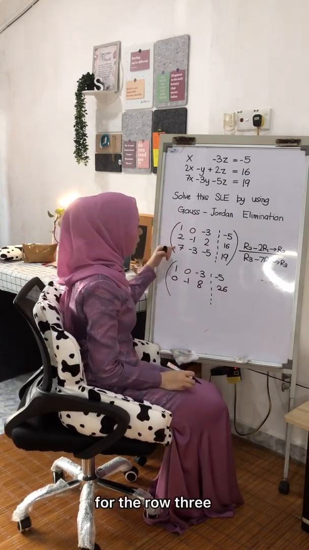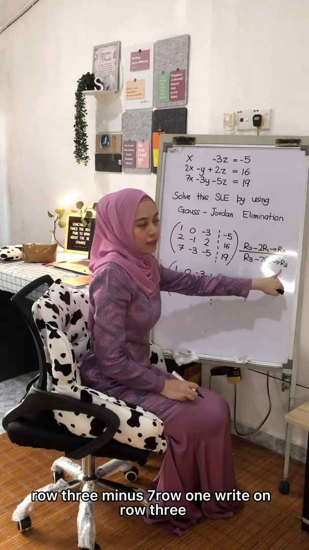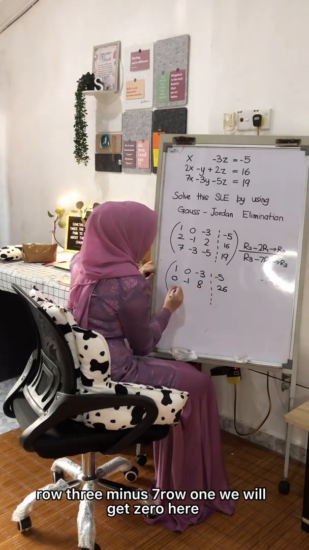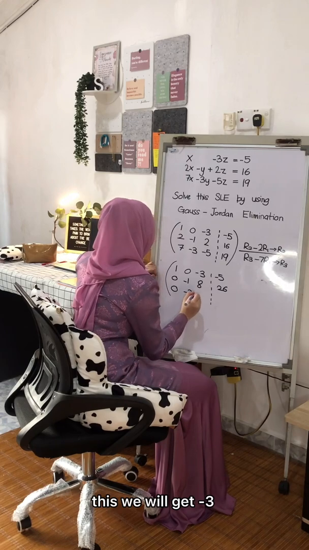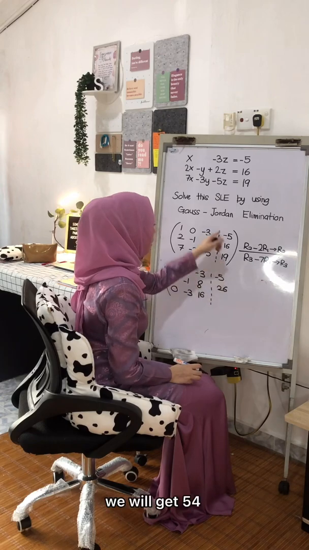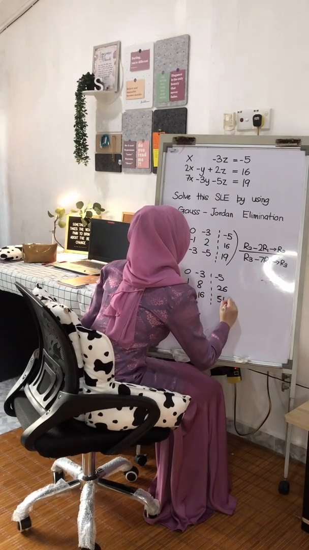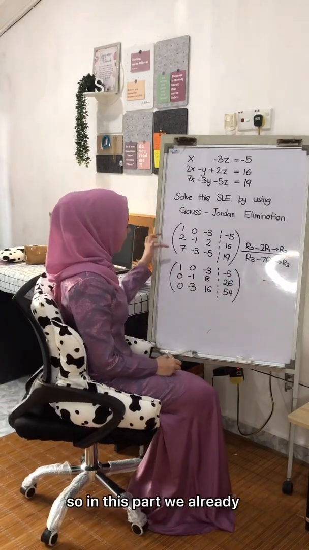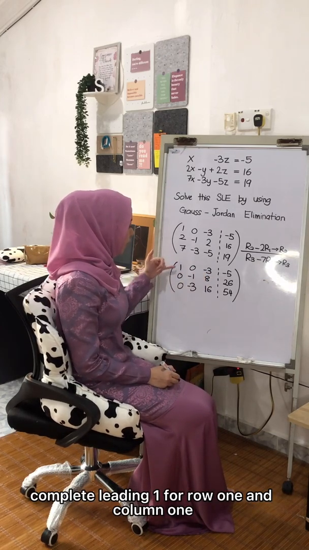For row 3 minus 7 row 1, write on row 3. Row 3 minus 7 row 1, we will get 0 here. This we will get negative 3, and this part we will get 16. On the right hand side, we will get 54. Close bracket. So, in this part, we already complete the leading one for row 1 and column 1.